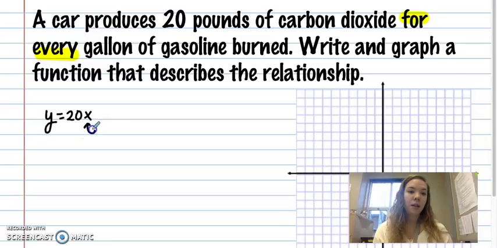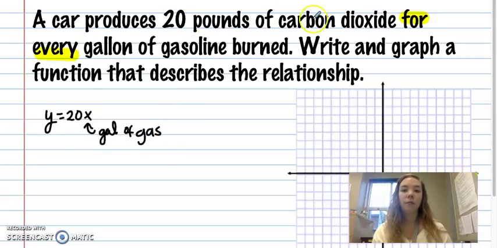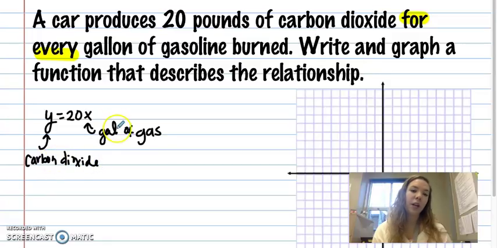And then x would be gallons of gas because it's 20 pounds of carbon dioxide for every gallon of gas burned. Okay, and that means our output is carbon dioxide. This depends on how many gallons of gas you burn, so this is an effect of your X. Usually this first part is your Y, and then it's say for every, and this is your X.